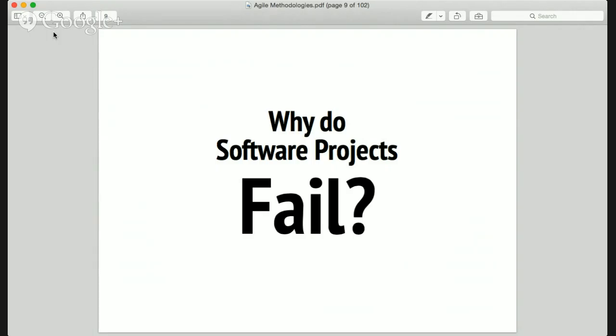So why do software projects fail? What do you think is the main reason that they fail? Terrible developers? Why does software fail? We've all had our trials and tribulations with Microsoft Windows or Office, or any of the other products out there. Why does it fail?